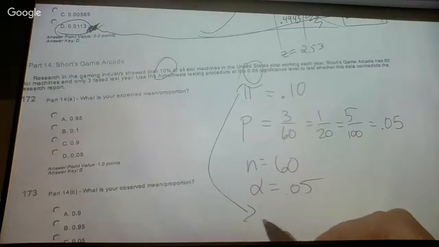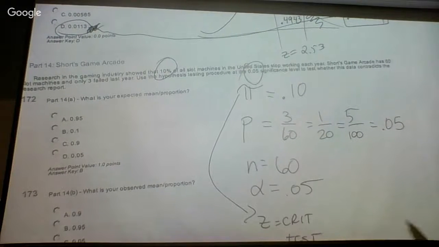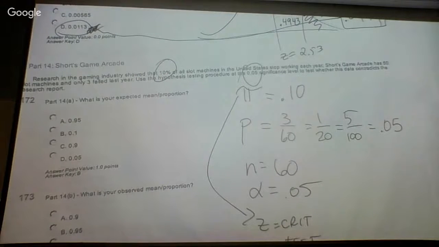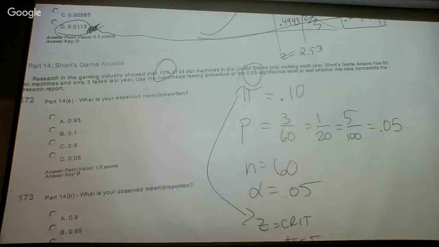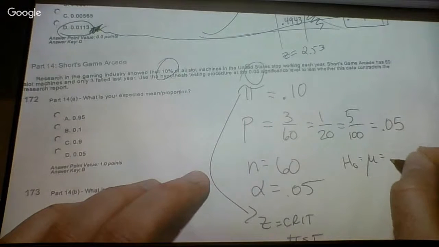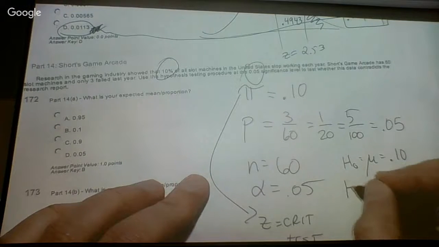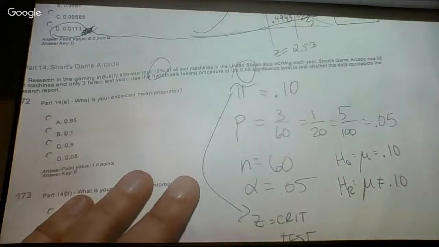Because I got pi, we're going to need z, both critical and test. Directional or non-directional hypothesis? Directional or non-directional, James? Non-directional. I don't see a direction in there. We just want to know if somebody is wrong or somebody is contradicting. Because if our data was the same as the report, we would say it's the same as the report. If it's different, we would say our data is different from the report. And that looks like a two-tailed test.